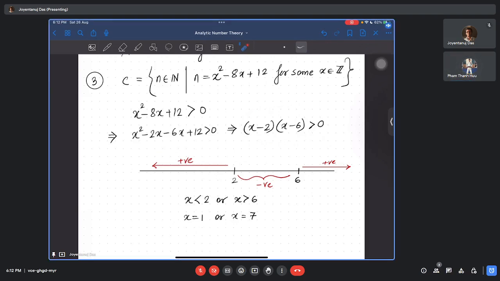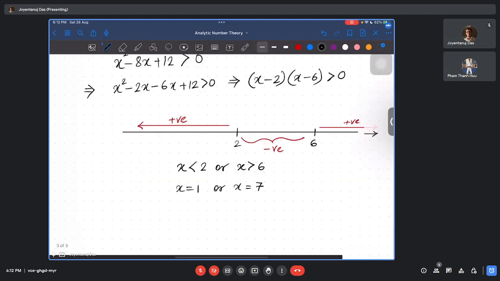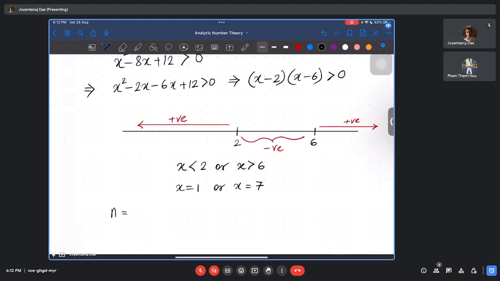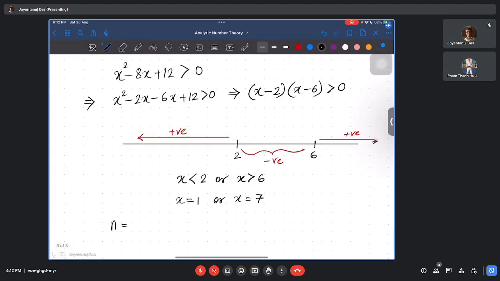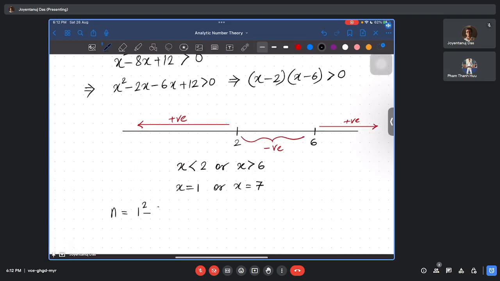Now we just have to calculate the values. I think both of them are symmetric. Suppose x equals 1, then it is 1 square minus 8 times 1 plus 12, so that is 5, right? Also, if I do 7 square minus 8 into 7 plus 12, that is also 5. So the smallest element is 5.